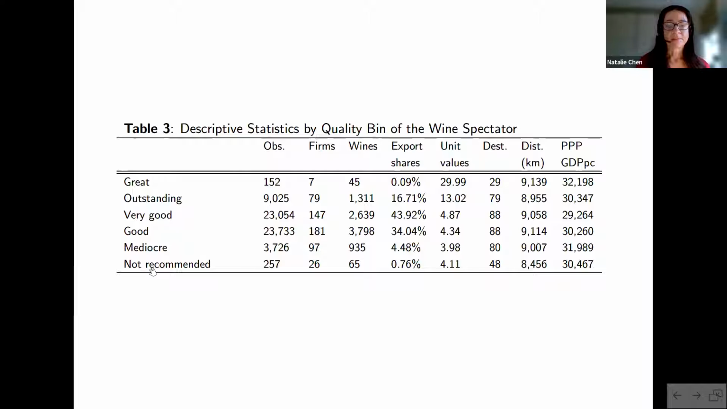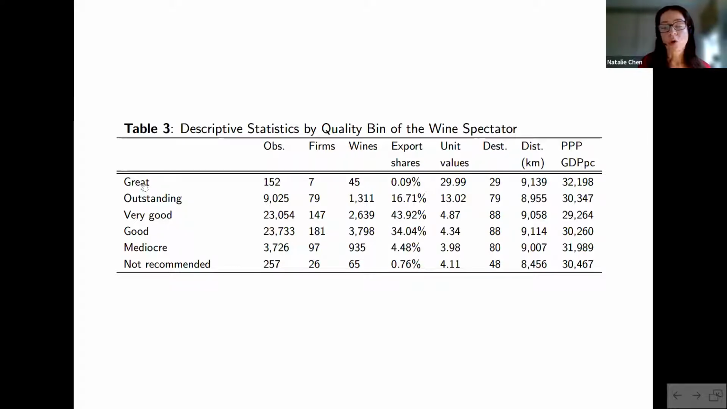Now, in terms of data, the composition of our sample, here are some descriptive statistics by quality bin of the Wine Spectator. Great wines are the top quality wines, and not recommended are the lower quality wines. In our sample, the largest share is represented by very good and good wines, which are medium quality wines. They represent the largest share of the sample in terms of number of observations, number of firms, number of wines, and also export share.